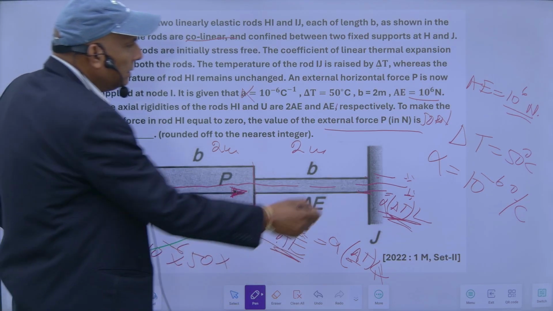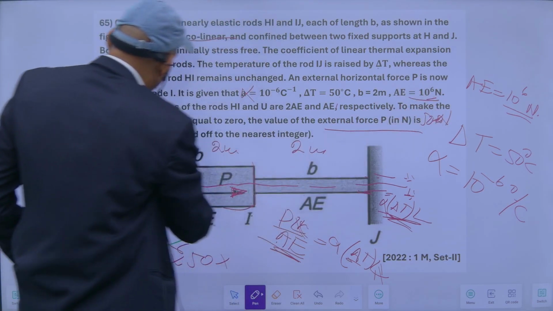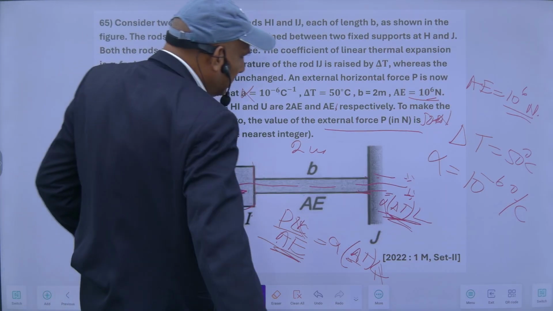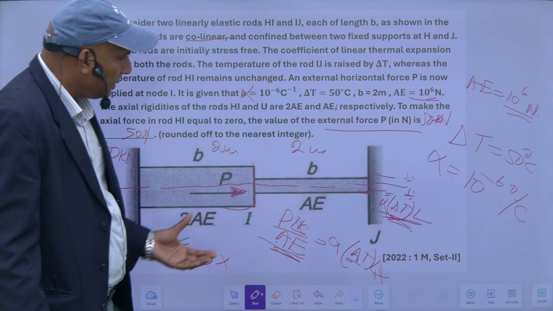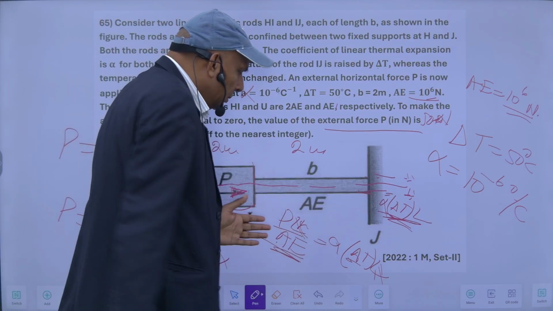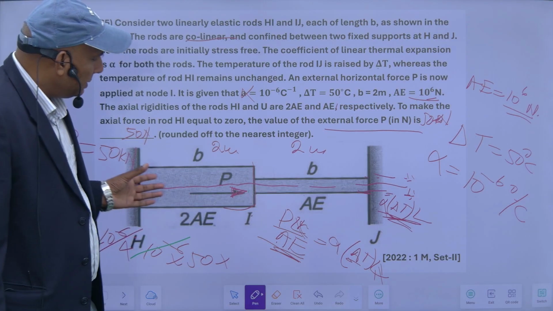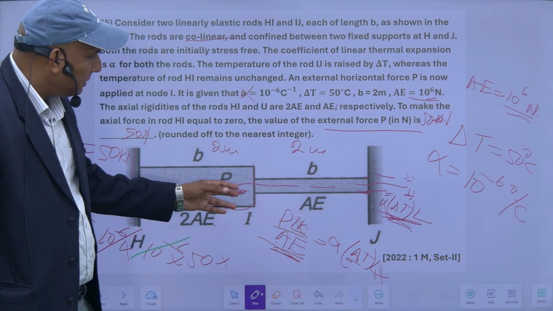No. It will be Newton. Since this is Newton, so it will be 50 Newton. So this is a very simple question, 1 mark. So this expansion has to be neutralized by this force only.